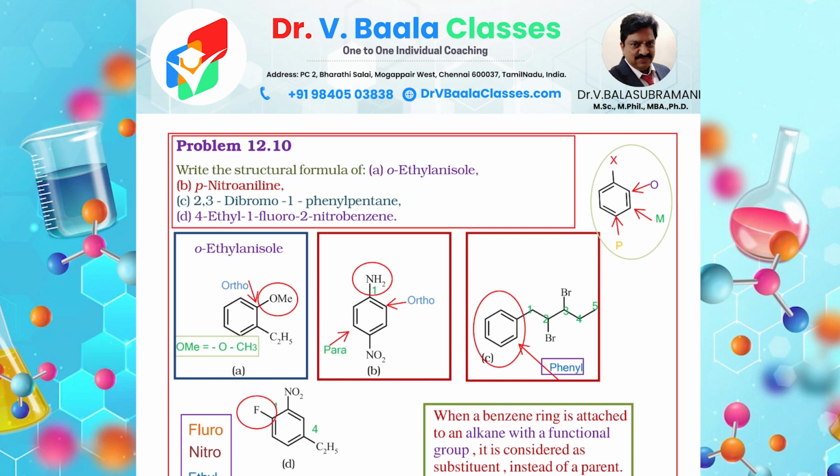Here, in the third example, a benzene ring is present, but both the functional group bromine are attached only in the alkyl chain. For this, one new rule is there: when a benzene ring is attached to an alkane with a functional group, it is considered as a substituent. Here, in this alkane, this is number one carbon atom. CH2, CH, CH, CH2, CH3. 1, 2, 3, 4, 5 carbon atoms. That's why we have to write pentane. So pentane.